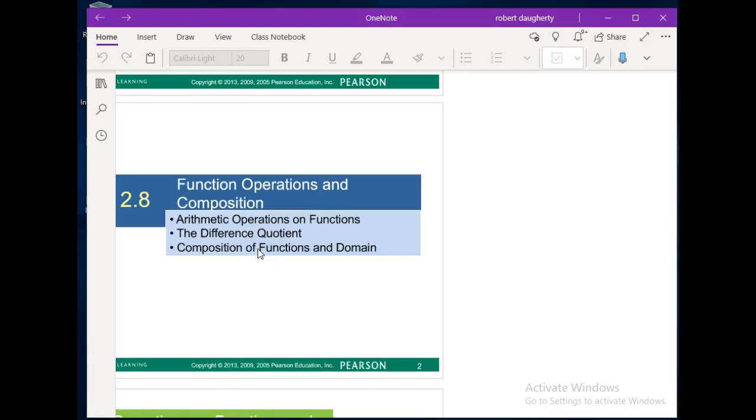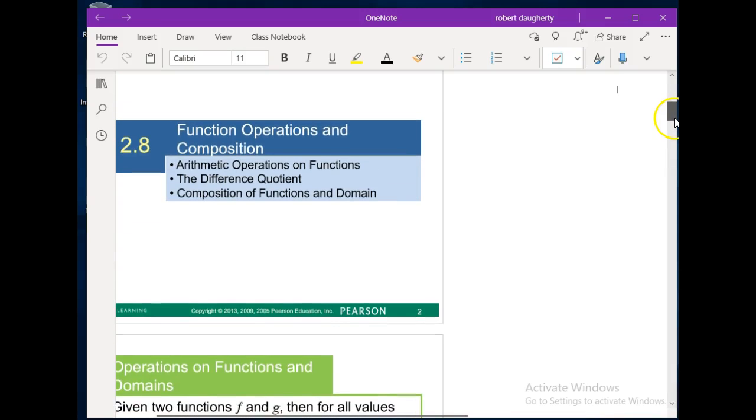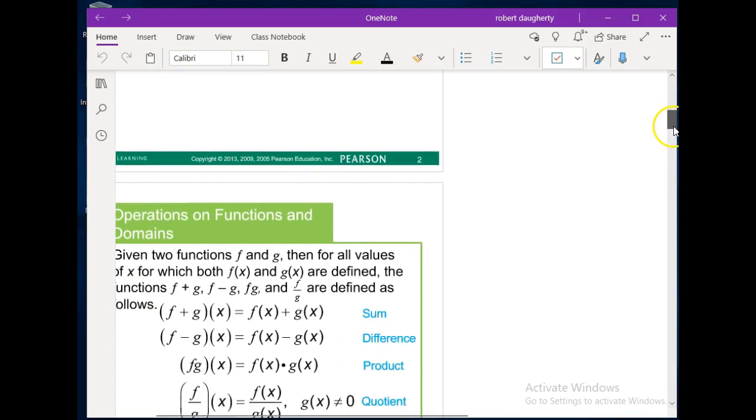So 2.8, this is our remote learning session for this week. And so we need to talk about some operations that happen with functions. So it should be pretty straightforward. So let's start.